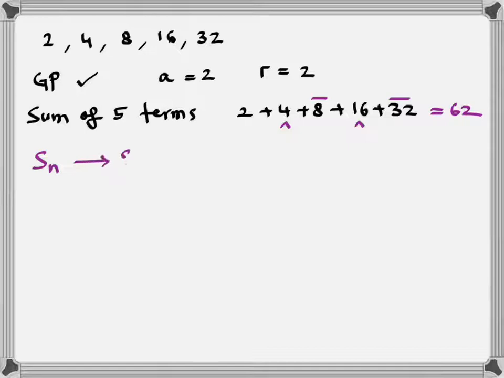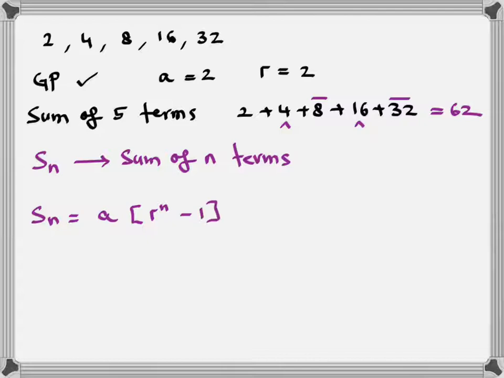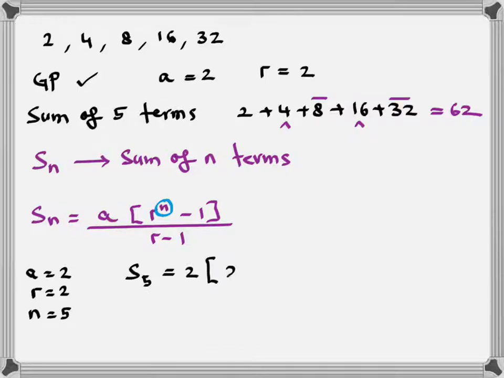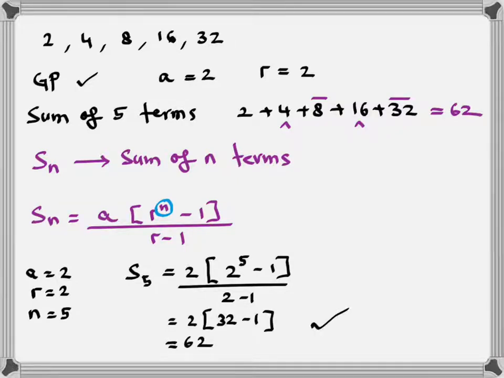Therefore, the mathematicians came up with the formula: S subscript n, the sum of n terms, becomes a times (r to the power n minus 1) over (r minus 1). Now, the n is circled in blue because the exponent is simply n. It's not n minus 1, unlike the term formula. In the term formula, it was a r raised to the power of n minus 1. In the sum formula, it's r raised to the power of n and then minus 1 on the side.